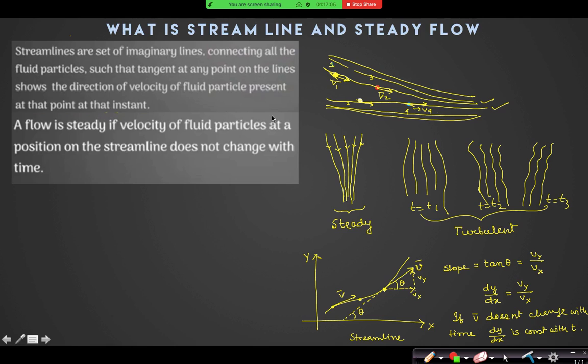You will get to know more about it when you study in higher classes, about streamline or path line. Many different lines are defined, but only streamline is important for our discussion. When you talk about steady flow, you can draw any streamline, but you have to take care that the velocity should be tangent at any point on the streamline, and streamlines do not cross each other.